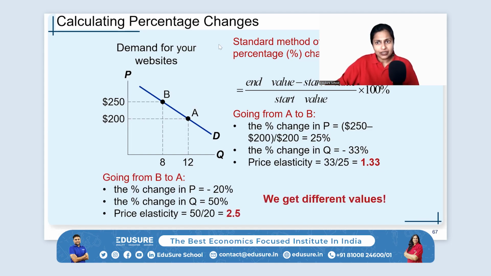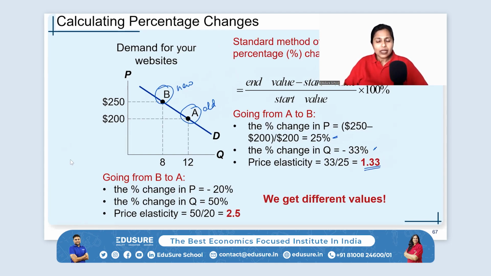So what do we see here? If you take out the elasticity from point A to point B, you take point A as the old, you take point B as the new. So you take the end value minus the start value upon the start value into 100. So the percentage change in price will be 25. The percentage change in Q is 33 and the elasticity is 1.33.